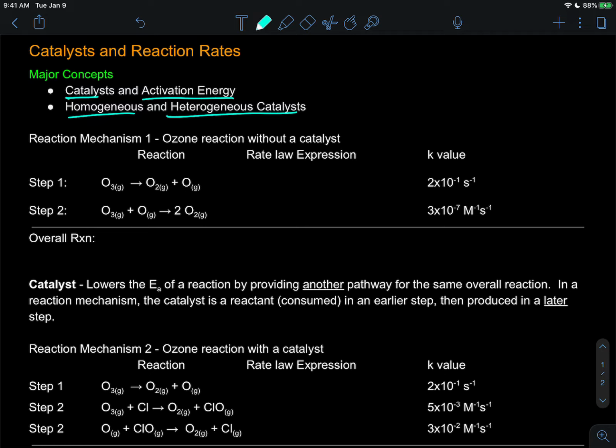is slightly different. So first, we're going to start with just looking at an overall reaction mechanism that we have for basically the decomposition of ozone, and this is without a catalyst. We're going to notice that we are not going to see a catalyst here. So we have our reactions, we have our rate laws that we can write here for this reaction mechanism.